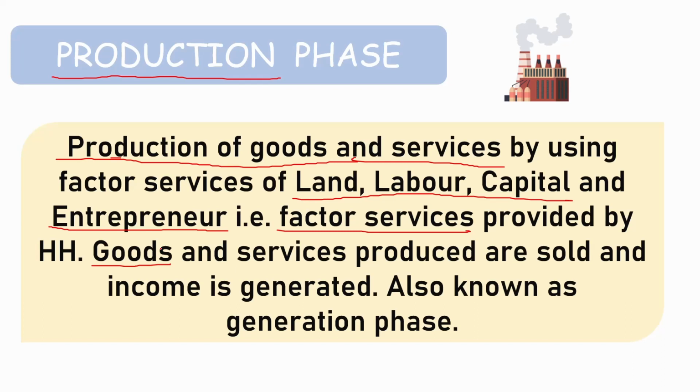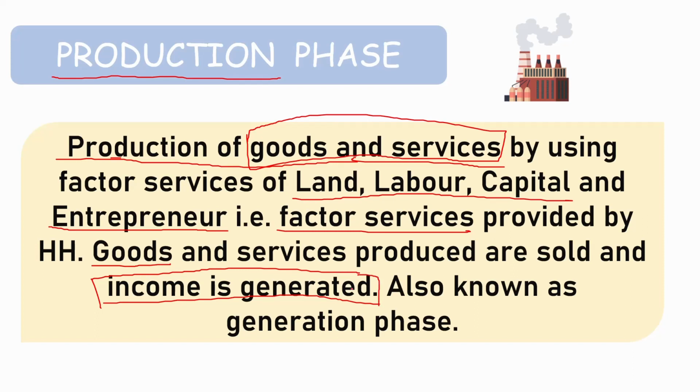and they help in production of goods and services by firms. Okay, they provide the factor services, they help in production of goods and services to these firms, and then these goods and services produced are sold in the market and income is generated from it. Okay, firms sell these goods and services, and then income is generated. So what generation is taking place? Income is generated, goods and services are produced and income generated. So these are the two basic keywords that you must know. Goods and services are produced and income is generated.